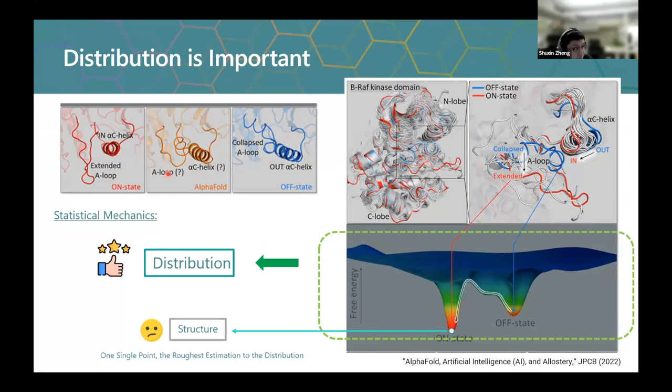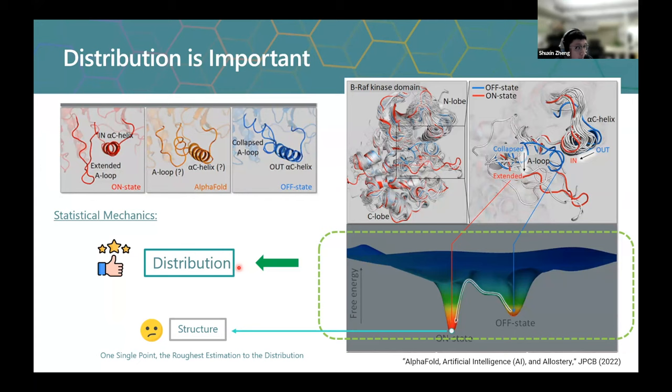Although AlphaFold2 can sometimes predict a structure that is close to one of the stable states, it still does not tell me anything about the other state or the transition between them. Therefore, AlphaFold2 is not sufficient for studying protein dynamics or function. This is not the only example where the equilibrium distribution is important.